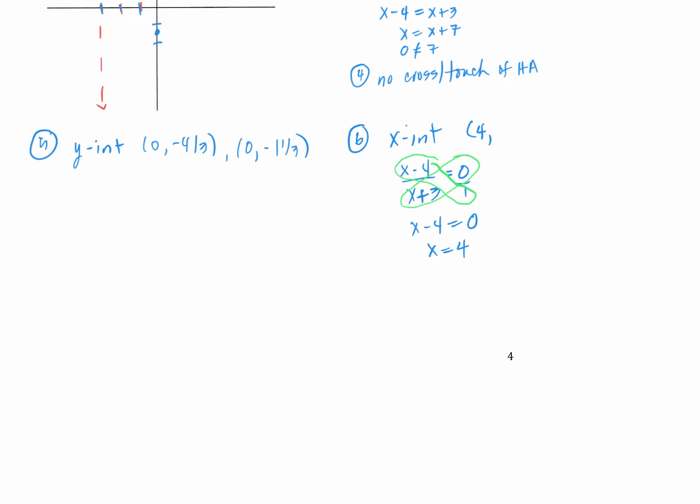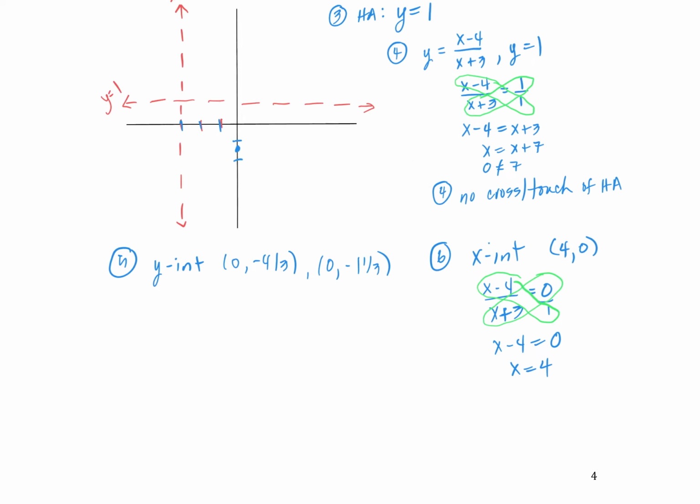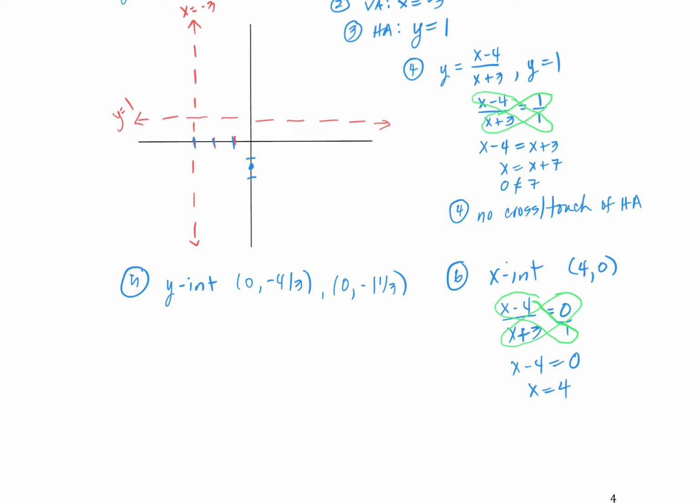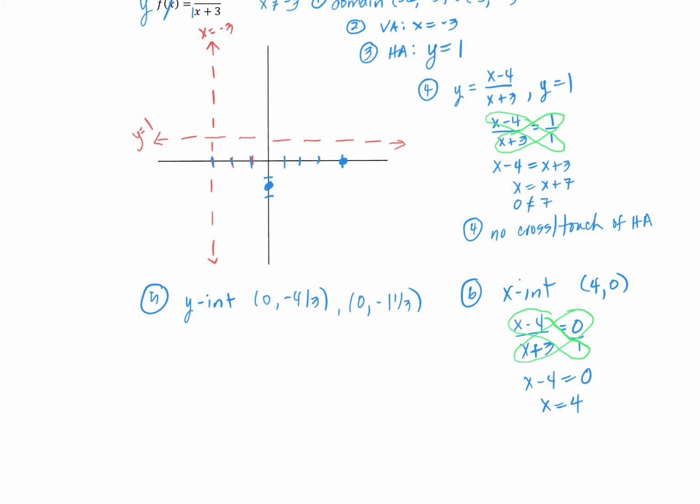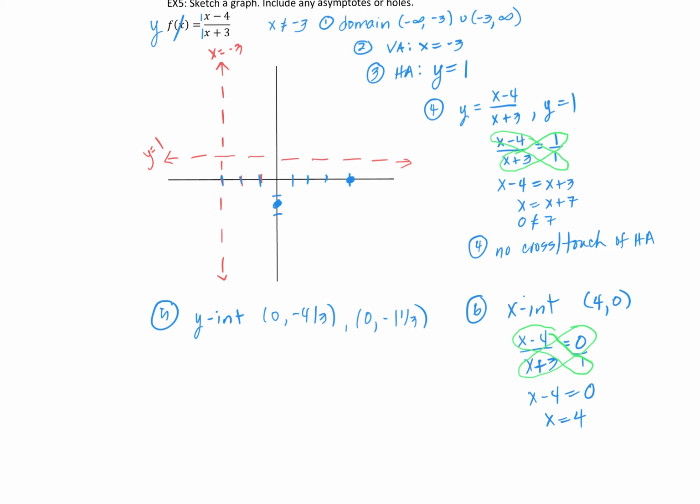So at x equal to 4, y is equal to 0 because it's an x-intercept. Let's go back to the graph. And we'll go 1, 2, 3, 4. Step 7 says find additional points if you need it. Well, if I look at the vertical asymptote x equal to -3 and I look at the right-hand side, I'm actually done. I can sketch the graph.